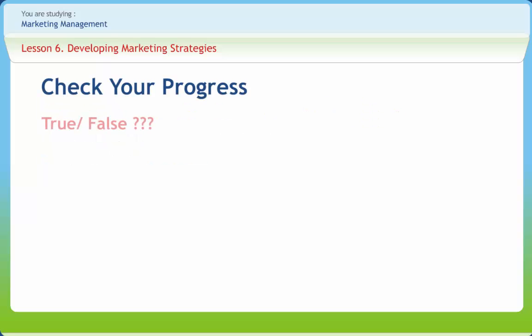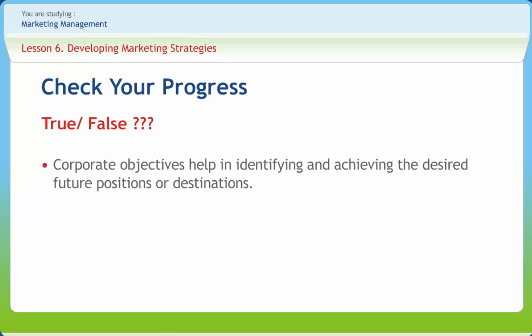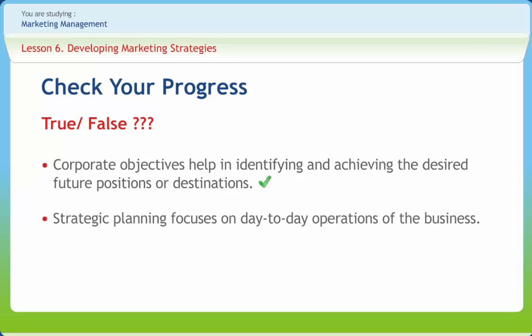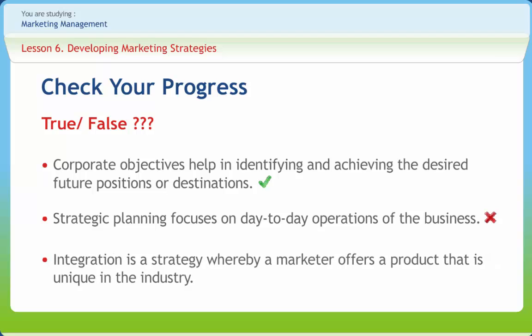Now let's check if we've understood the various concepts discussed in this lesson clearly. Corporate objectives help in identifying and achieving the results, future positions or destinations. Strategic planning focuses on day-to-day operations of the business. Integration is a strategy whereby a marketer offers a product that is unique in the industry.